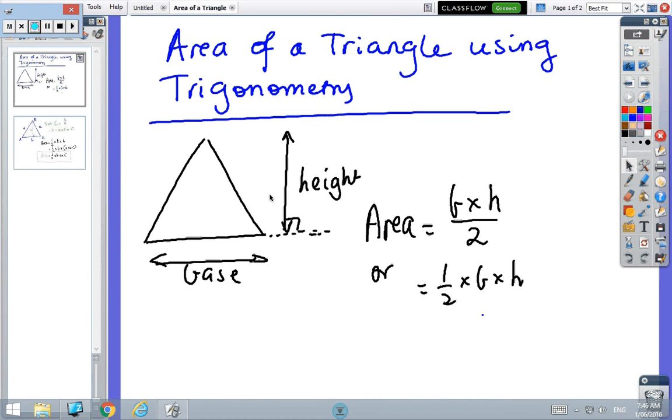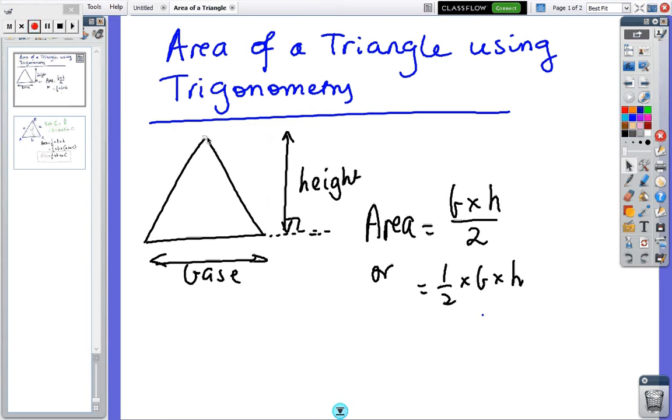Okay, so we've got our normal triangle, and back when you're in year 7 or 8, you learnt the area of a triangle was base times height over 2, or half base times height. Doesn't matter which one you learn. So the base is on the bottom and the height is the perpendicular height to the top. So the height is the perpendicular height. Okay, so that's the normal.